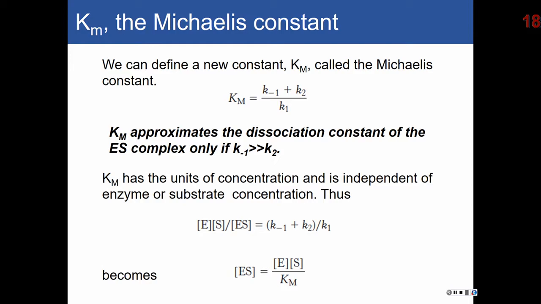Now the cool thing about Km is that, because it's due to all these rates, it has units of concentration and is independent of enzyme or substrate concentration. So enzyme concentration shouldn't really matter, substrate concentration shouldn't really matter. So we can then define the concentration of the transition state as the concentration of the enzyme times the concentration of the substrate divided by Km, divided by all those rates. And that should be our concentration of our transition state.